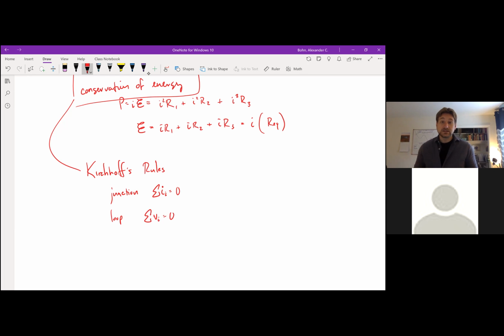Conservation of charge and conservation of energy. Not new. We credit them to Kirchhoff because I guess it was Kirchhoff that first published their use for analysis of circuits. But yeah, these are familiar ideas.